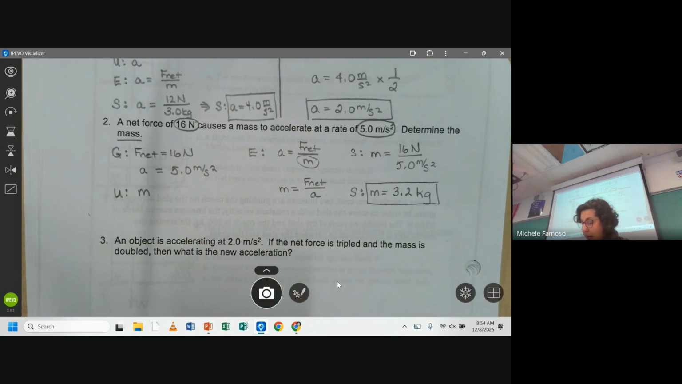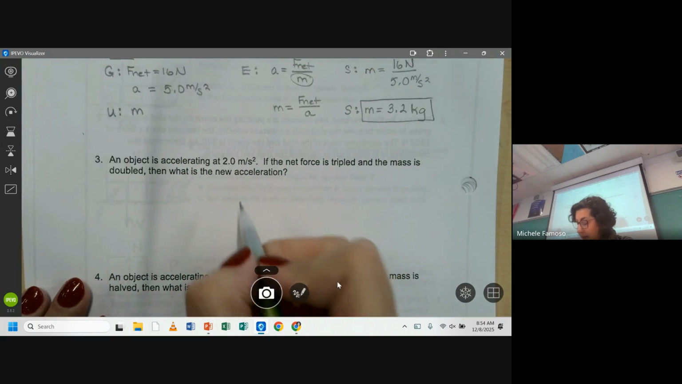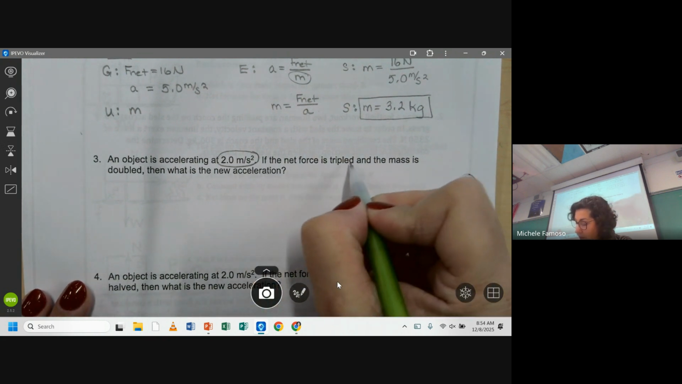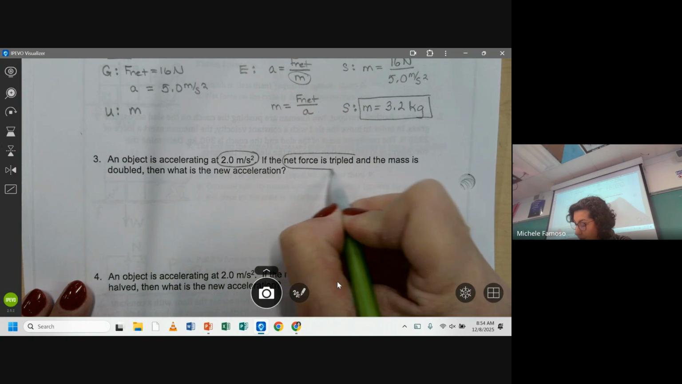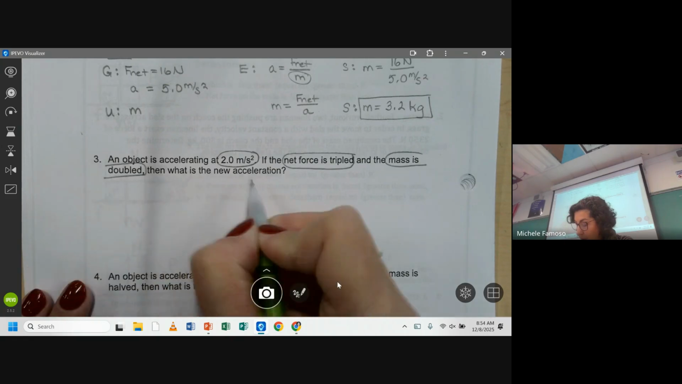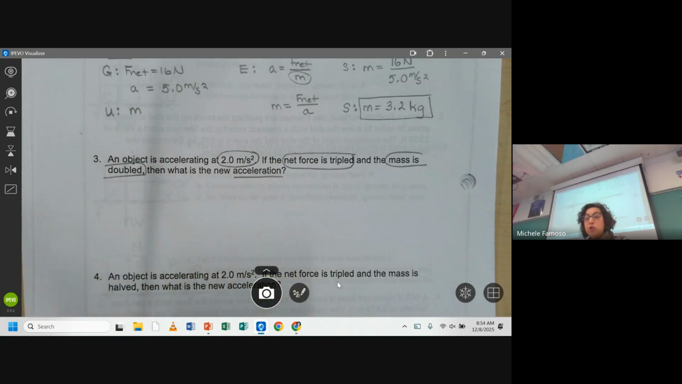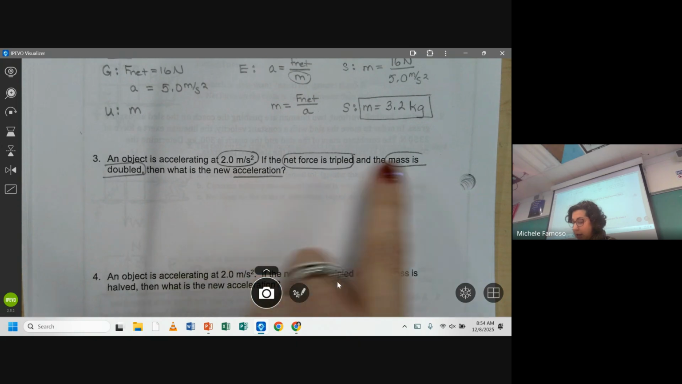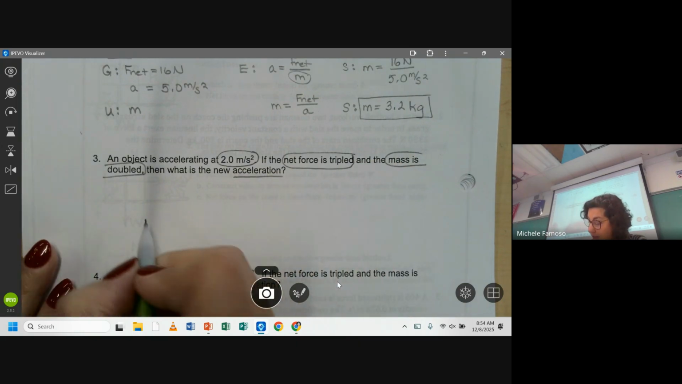All right, number 3. We have an object that is accelerating at 2.0 meter per second squared. Now the net force is going to be tripled and the mass is going to be doubled. What's the new acceleration? All right, this is all mathematical relationships. We don't solve it using the guess method. I need you to think about what the relationships are between net force and acceleration and mass and acceleration. Let me show you how to set this up.